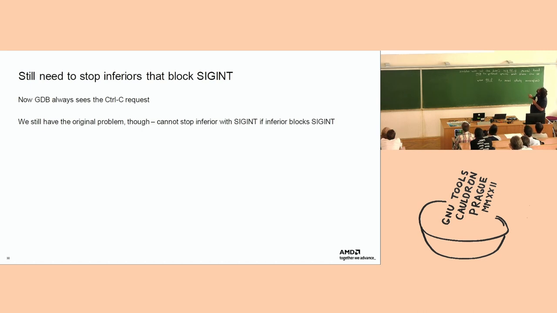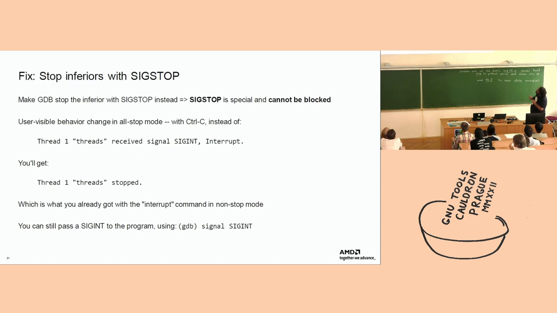No, much simpler. We have SIGSTOP. SIGSTOP is special. There's no way to block SIGSTOP. You can block all the signals, but SIGSTOP always works. There's no way to set up a handler for SIGSTOP. Your process never sees it, ever. So this is how GDB already stops processes internally. When you're in non-stop mode and you use the interrupt command, it goes through each and every thread and sends a SIGSTOP to each of them. So we already have this code inside GDB. We were just not making use of it in this situation. So now we can reuse it.